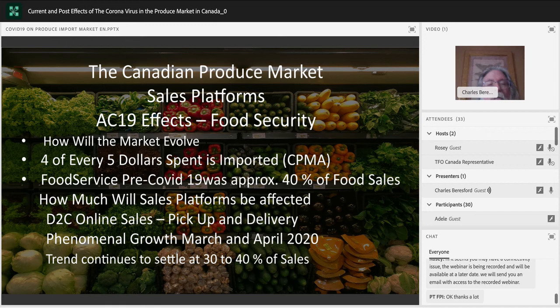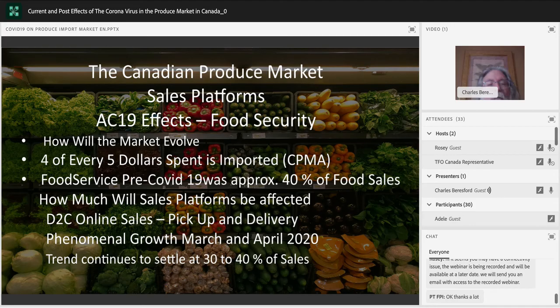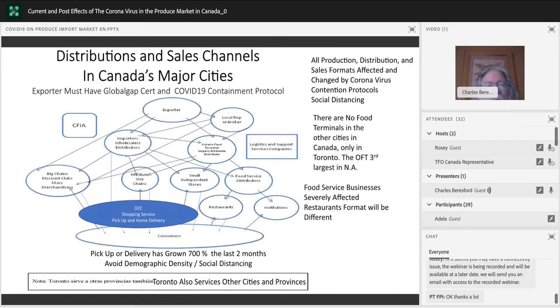Distribution systems and channels in Canada, major cities post-COVID-19. This is a chart that I've made. This is mine. It's a bit small, so keep closer to your screen. I've been presenting this for the last 10 years, right? And I think the slide is not showing the colors that I had underlined there. But anyway, I'm going to mention something.